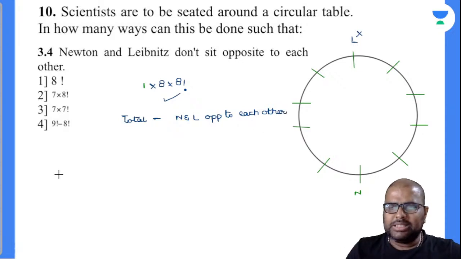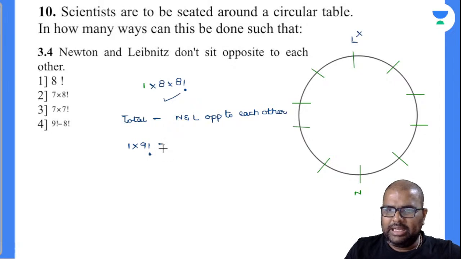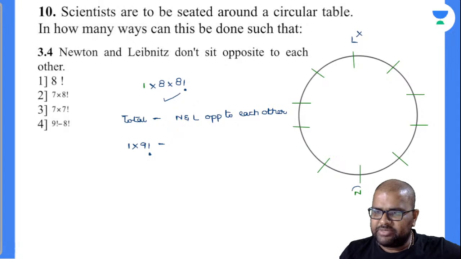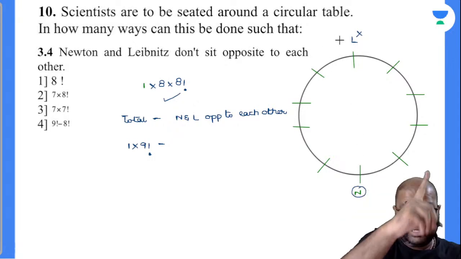Done. Now what is total ways? So Newton can be seated in one way and the remaining 9 persons can be seated in 9 factorial ways. Am I right or wrong? Total minus Newton and Leibniz sitting opposite to each other. So Newton's position is fixed one way and Leibniz's position is also fixed opposite. Opposite to Newton there is only one way.